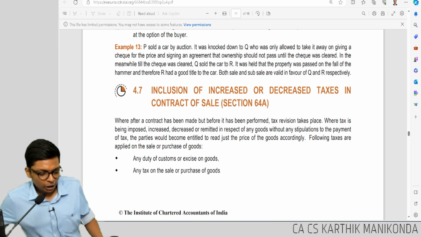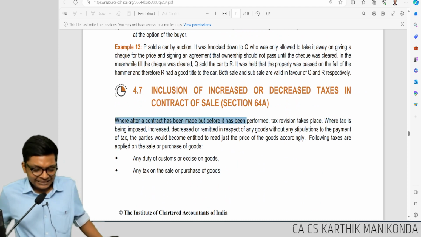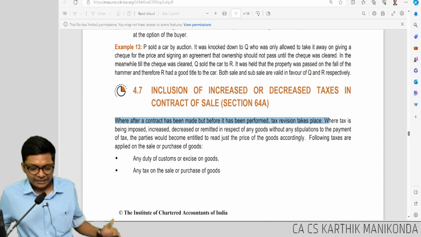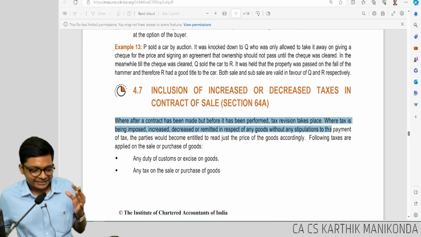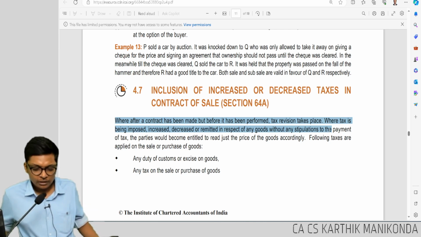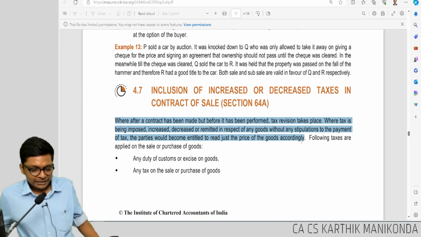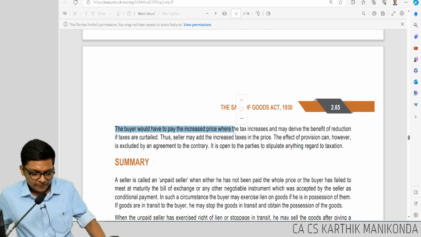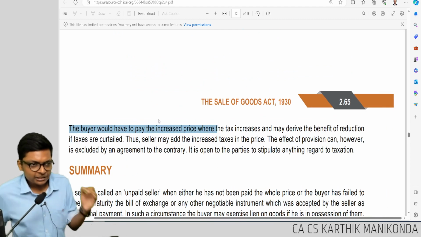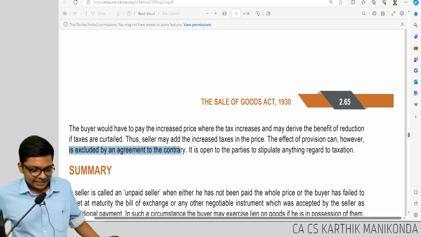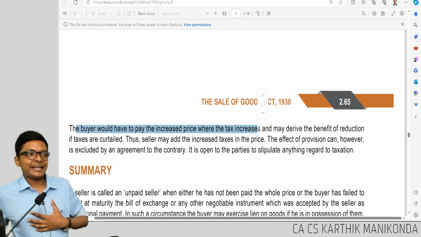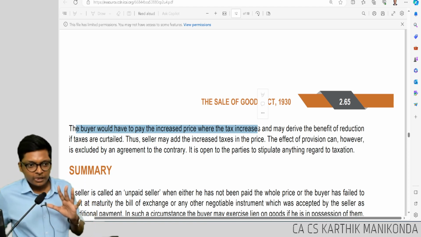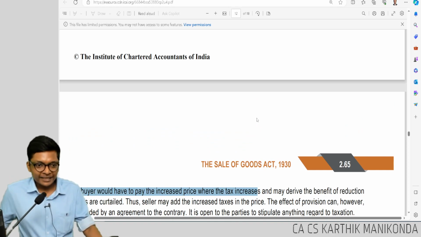Follow, guys. Where after a contract has been made and performed, if tax revision takes place, the GST rate can go up or come down. Where tax is imposed, increased, decreased or remitted in respect of any goods, without stipulation as to payment, the buyer will have to pay the increase. If the contract is silent, then who has to pay? The buyer has to pay. In Inter GST, you will see a much bigger concept. For now, who will pay? The buyer will make the payment. Clear?